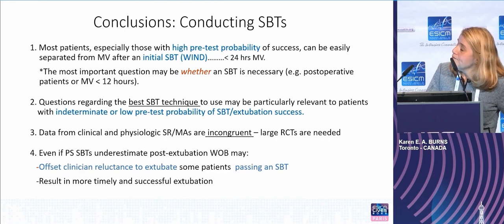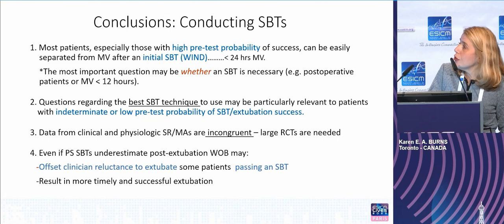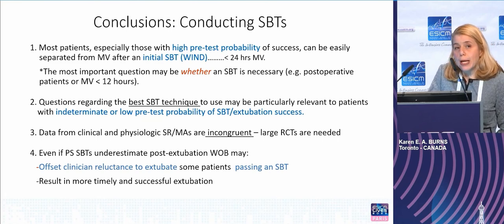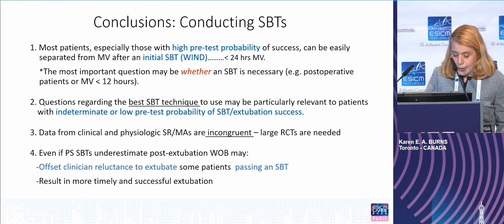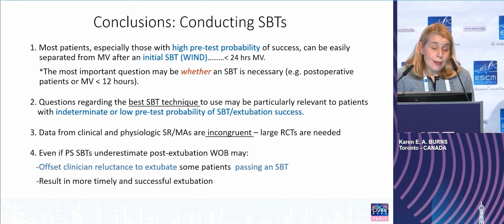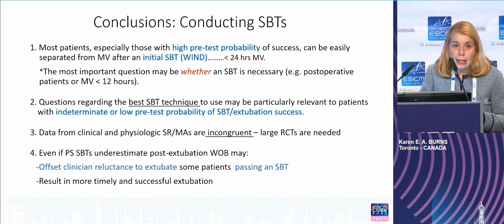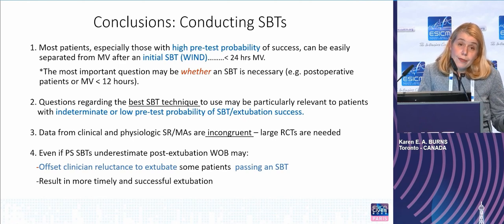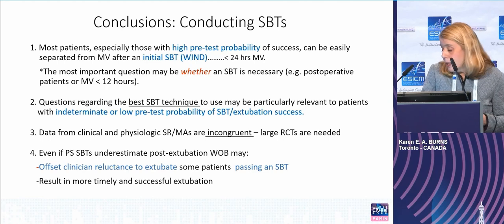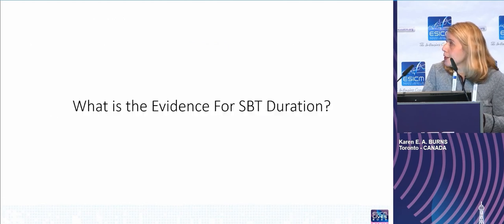But one overriding interpretation of this is that even if pressure support SBTs underestimate post-extubation work of breathing, they may facilitate our extubation decision-making as clinicians at the bedside. And as a result of that, they might result in more timely and more successful extubations.